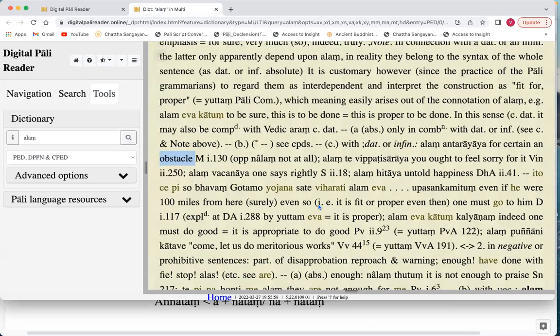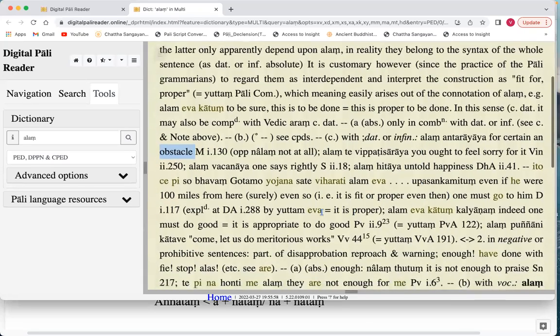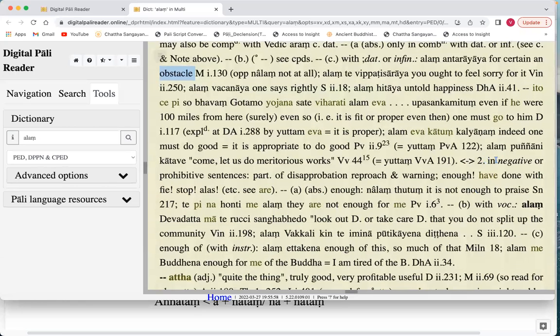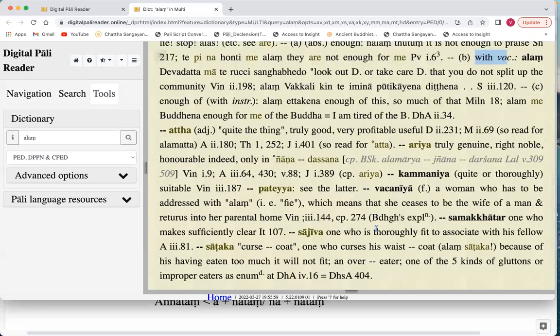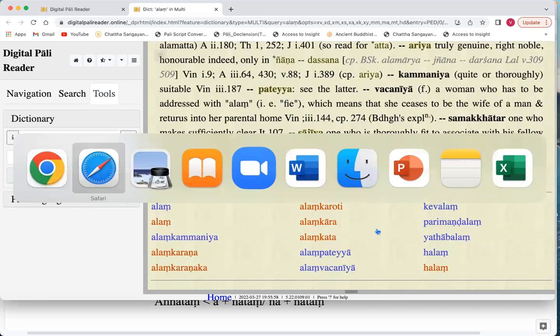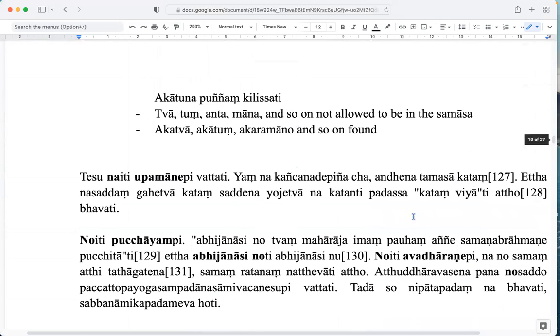In the example, we can see the second, in the negative or prohibitive, stop or enough, that is negative. But with the vocatives, alam is also in that sense. So that is why alam sometimes has the meaning of this. So the word alam.